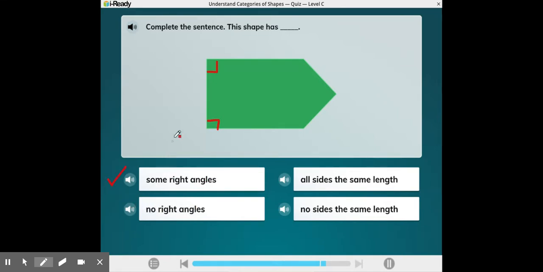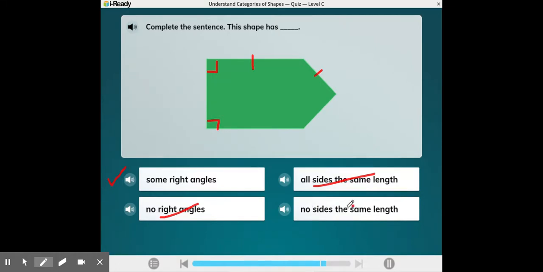No right angles? No, we just found a couple, so we're going to get rid of that one. All sides are the same length. So let's take a look. I can see clearly that this side is not the same length as this side. So that means this cannot be the answer.